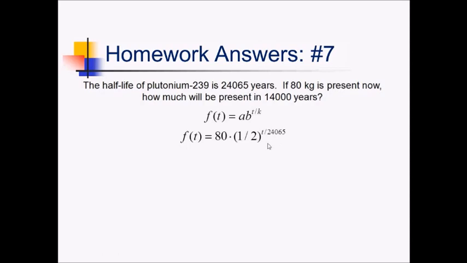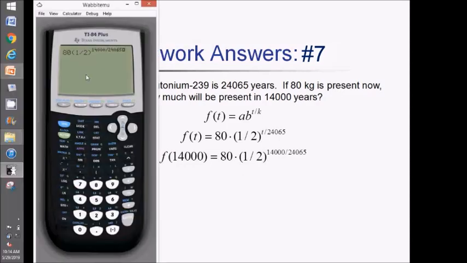Now we have to find out the t value we're plugging in. We wanted to know the amount left after 14,000 years, so that's going to be our t value, 14,000. And now we definitely need the calculator for this. So here's what it looks like with everything plugged in. I've got 80 times parentheses, 1 divided by 2, or 1/2. And then here's my exponent. Press enter. That's 53.5 kilograms if we round it off.